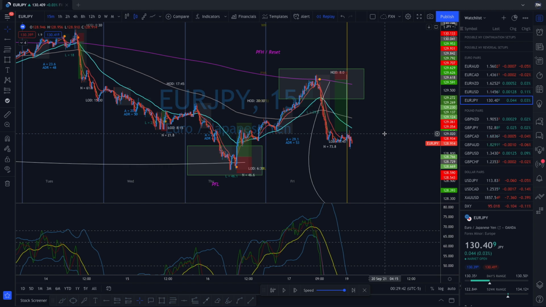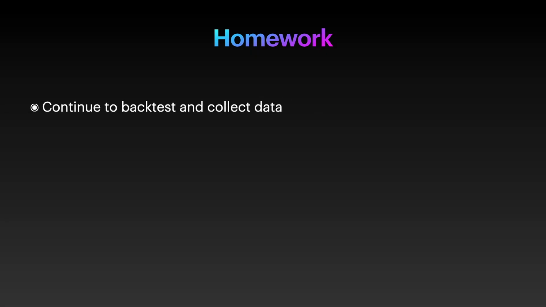Okay. All right. So let's go ahead and talk about homework. So pretty simple. Same thing, you're going to continue to backtest and collect data. The goal is to get to the current price action. If you've already reached current price action, go and start another pair.